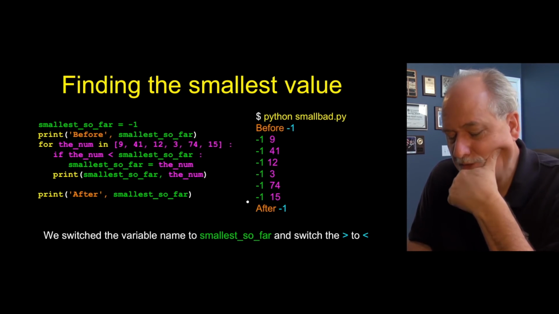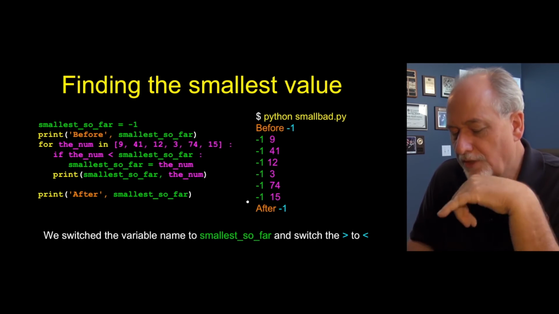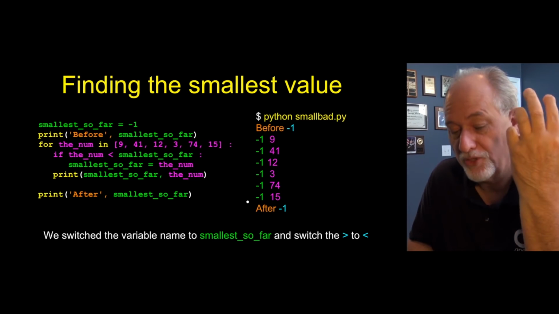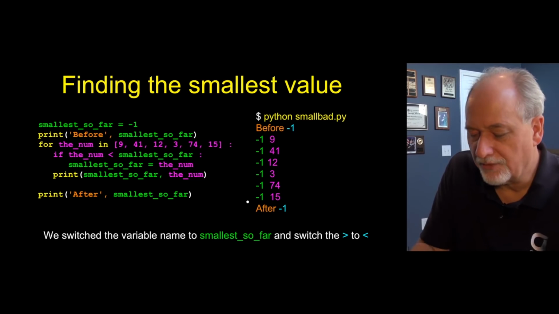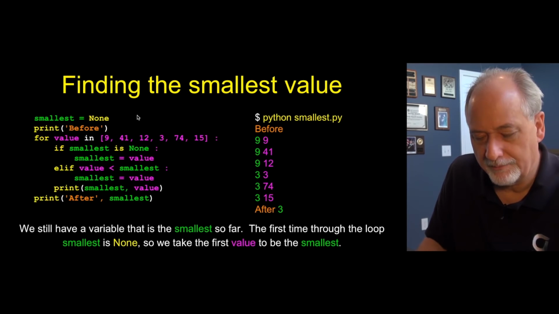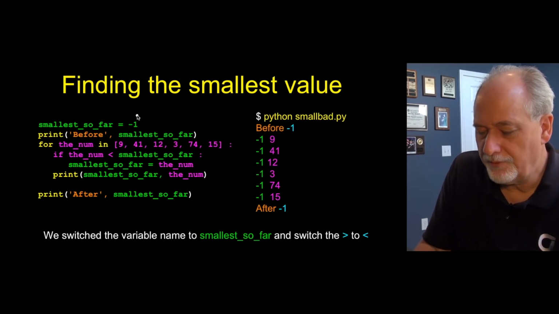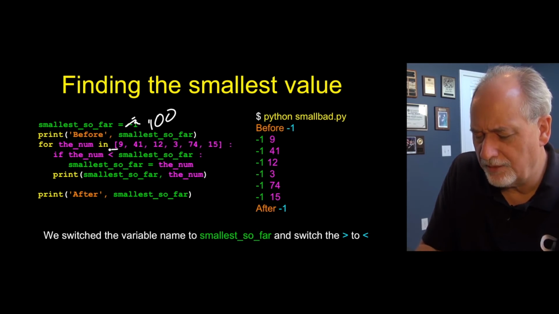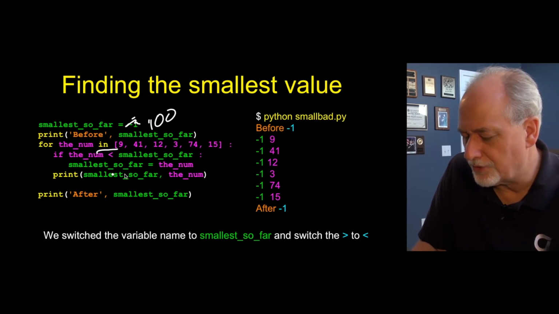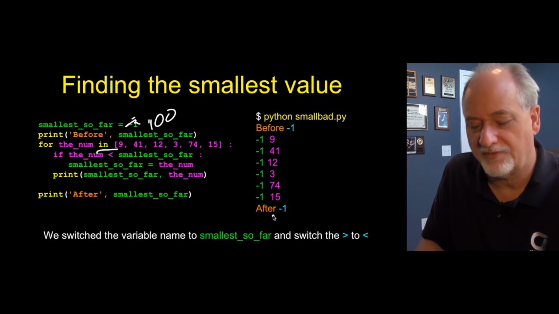So how could we fix this? Well, if we started the smallest so far with some arbitrary big number, then it'd be better. If we made this be like 100, that'd be good, because the first time through, the 9 would be less than 100, so we would capture the 9, and then the rest of the loop would work just fine.